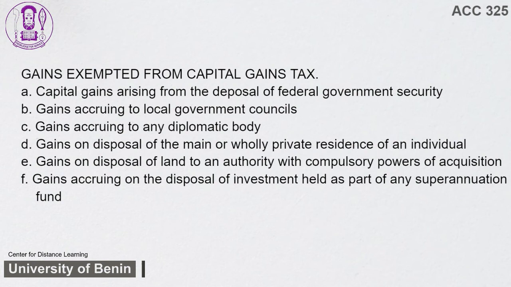Gains exempted from capital gains tax. A. Capital gains arising from the disposal of federal government security. B. Gains accruing to local government councils. C. Gains accruing to any diplomatic body. D. Gains on the disposal of the main or wholly private residence of an individual. E. Gains on the disposal of land to an authority with compulsory powers of acquisition. F. Gains accruing on the disposal of investment held as part of any superannuation fund.